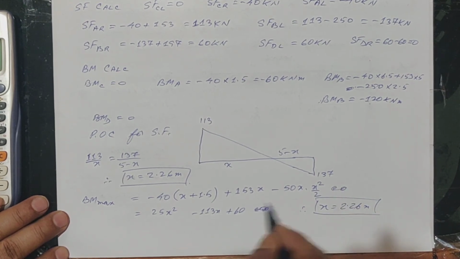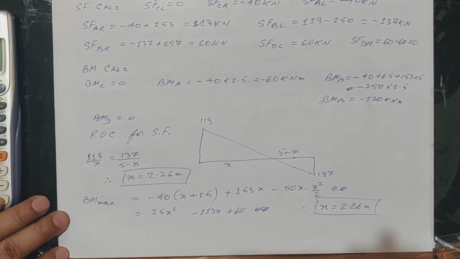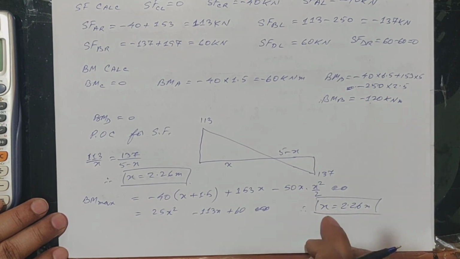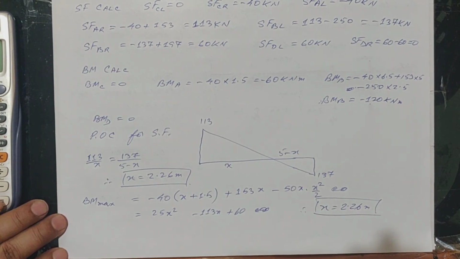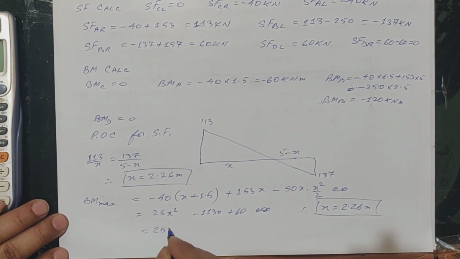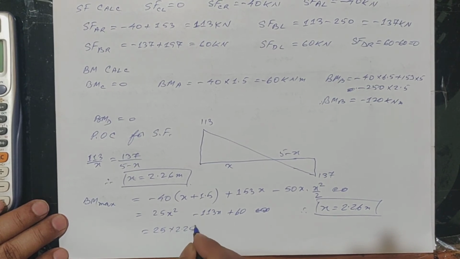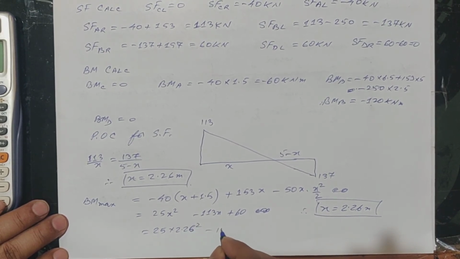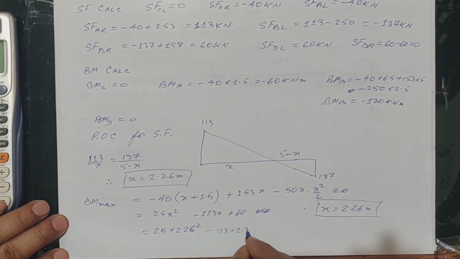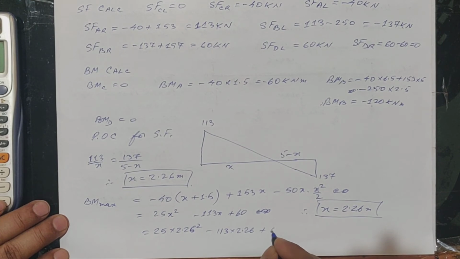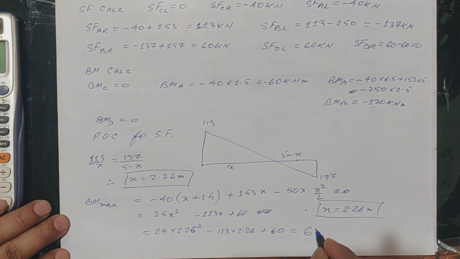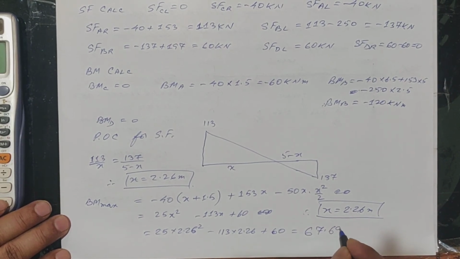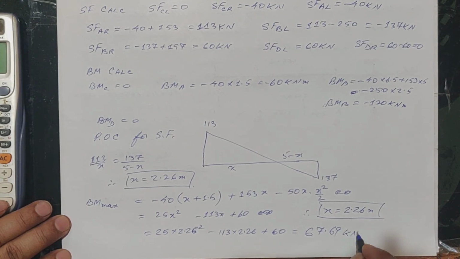This is not equal to 0. We are not calculating it here, this is the BM. So now we put x that we have got, x is equal to 2.26. So if we put BM as 25 into 2.26 square minus 113 into 2.26 plus 60, we are supposed to find out BM maximum. So that is coming to 67.69 kilonewton meter.